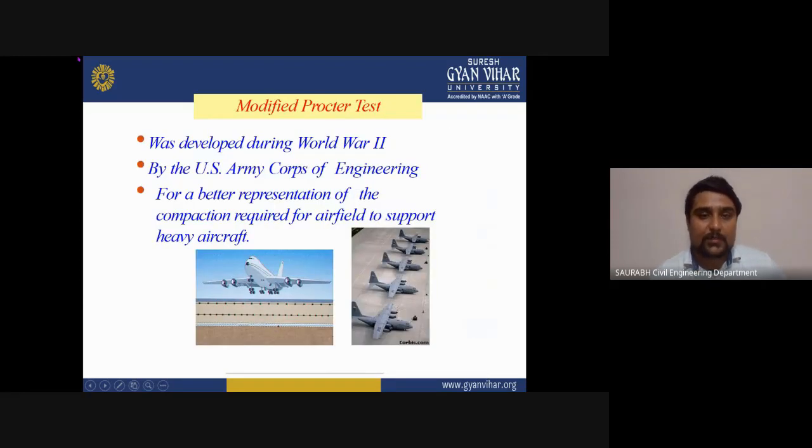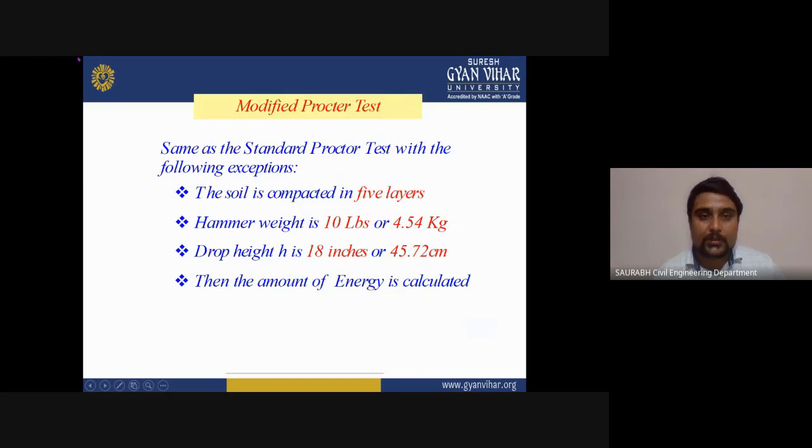Now we will see the modified Proctor test. It was developed during World War II by the US Army Corps of Engineers for better representation of the compaction required for airfields to support heavy aircraft, as you can see here. And it is the same as the standard Proctor test with the following exceptions.